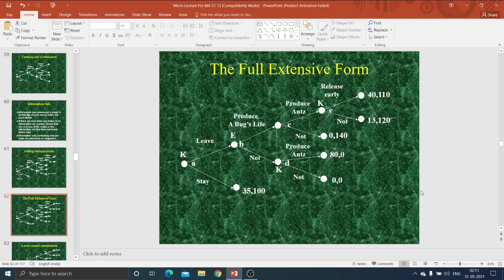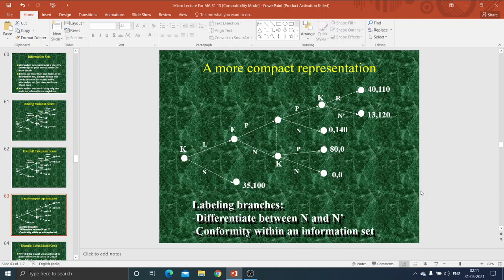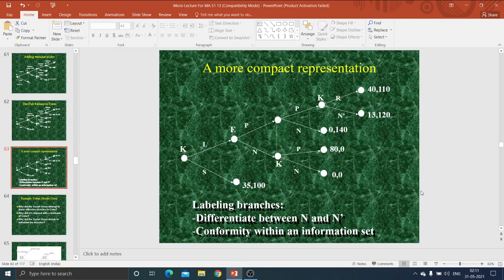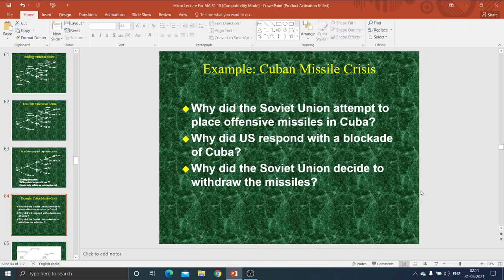So if one person stays, these are different results in which one can see the labeling of branches, differentiating between n and n' in conformity with an information set. So there are different kinds of understanding which we can derive out of it.